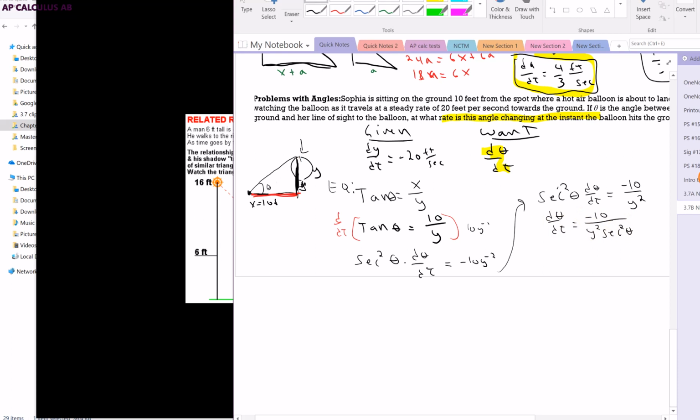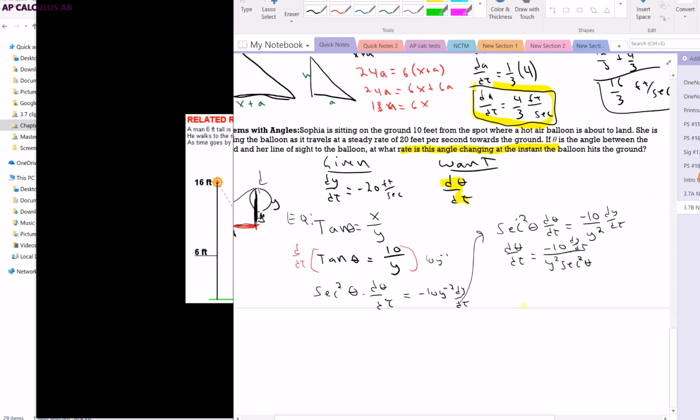And so now we want to plug in the things that we know. Oops, and I forgot something. I forgot dy/dt. When you take the derivative of the y, you get this dy/dt, so that's up there. Now we need to plug in the things that we know. I know dy/dt. I know y.